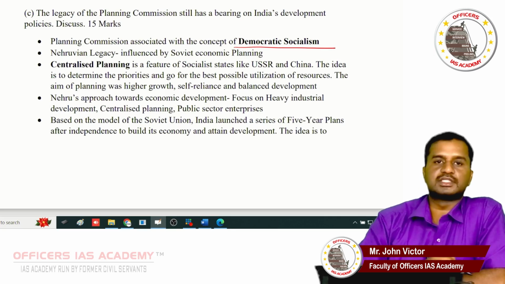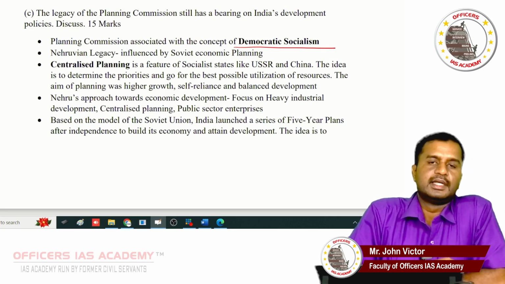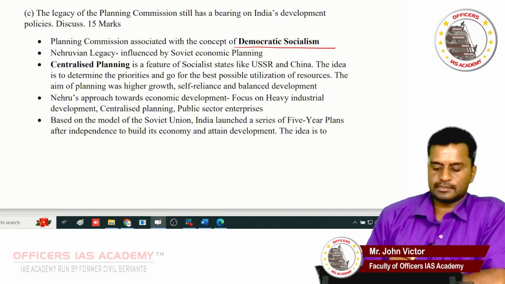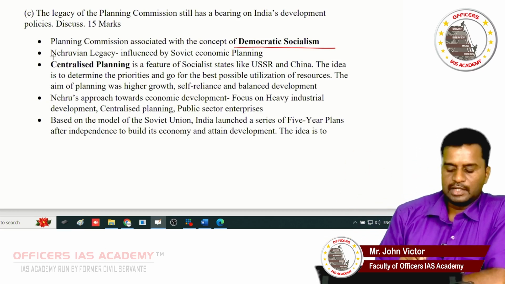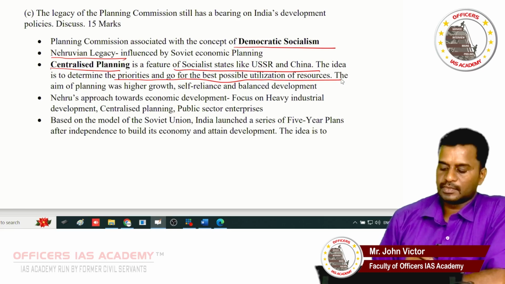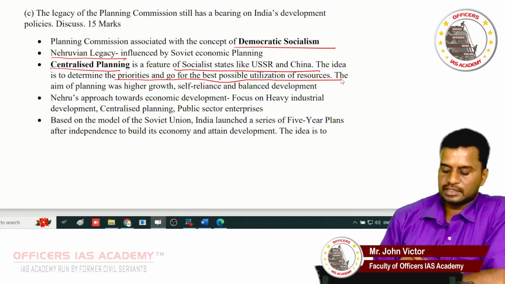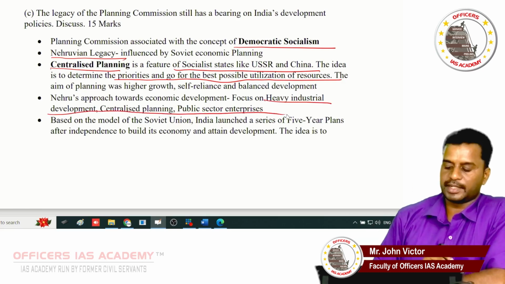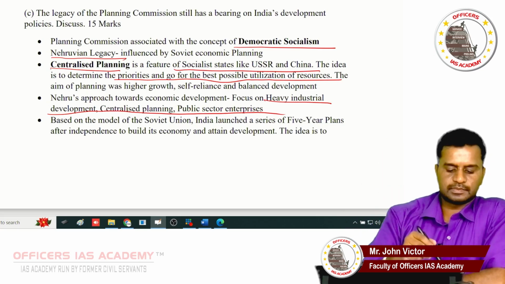Associated with democratic socialism, which is the Indian brand of socialism. It combines values of liberal democracy with that of Marxian socialism. Influenced by first PM Nehru ji. It is based on centralized planning. Influence of socialist states like USSR and China. Determination of the priorities and going for the best possible utilization. Focused on heavy industries, centralized planning and public sector enterprises. So bring these points from GS.